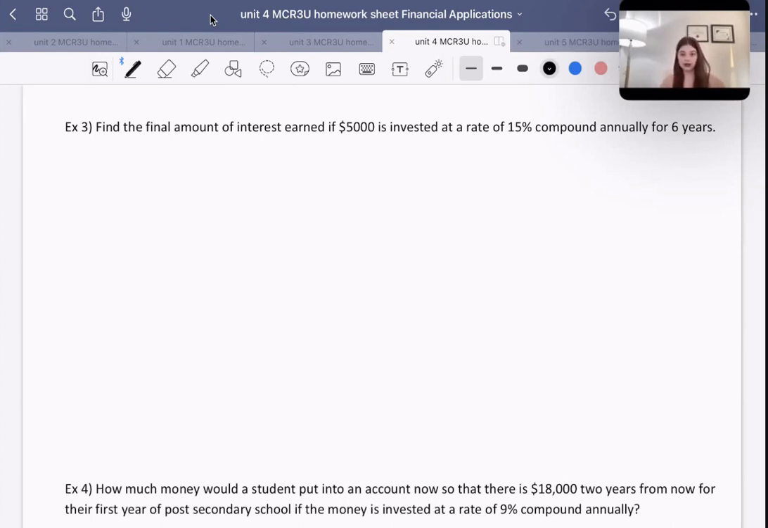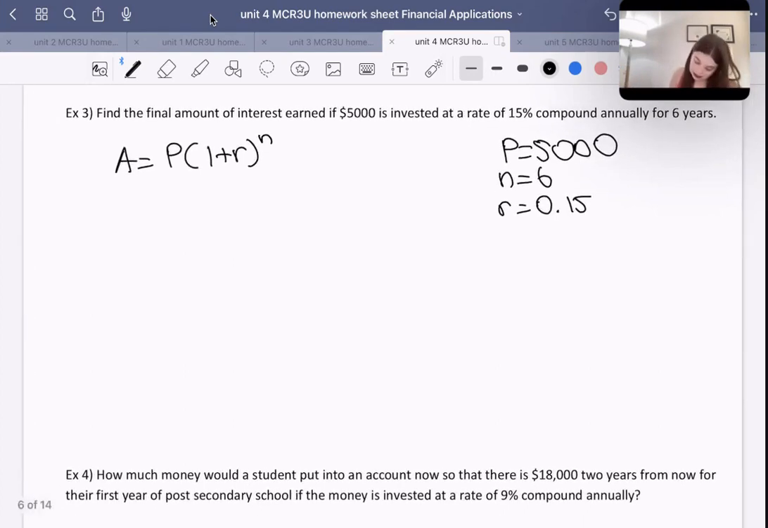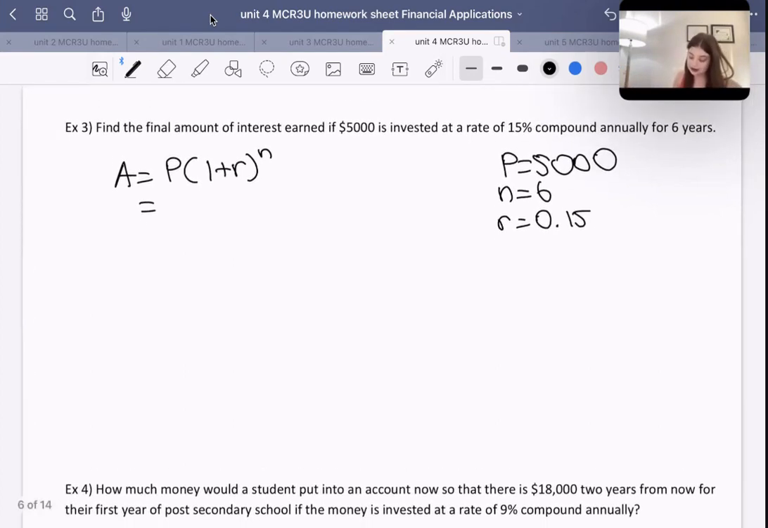So in this case, A, which is our amount, is equal to P times 1 plus R to the power of N, where P is $5,000. That's the amount we are originally investing. N is 6 because we are compounding 6 times, and the interest rate is 15%, which is the same as 0.15. So again, let's plug our numbers in and let's see what we get. Given how high the interest rate is and the fact that it's more years, I actually do expect this one to be quite a bit more than that original $5,000.